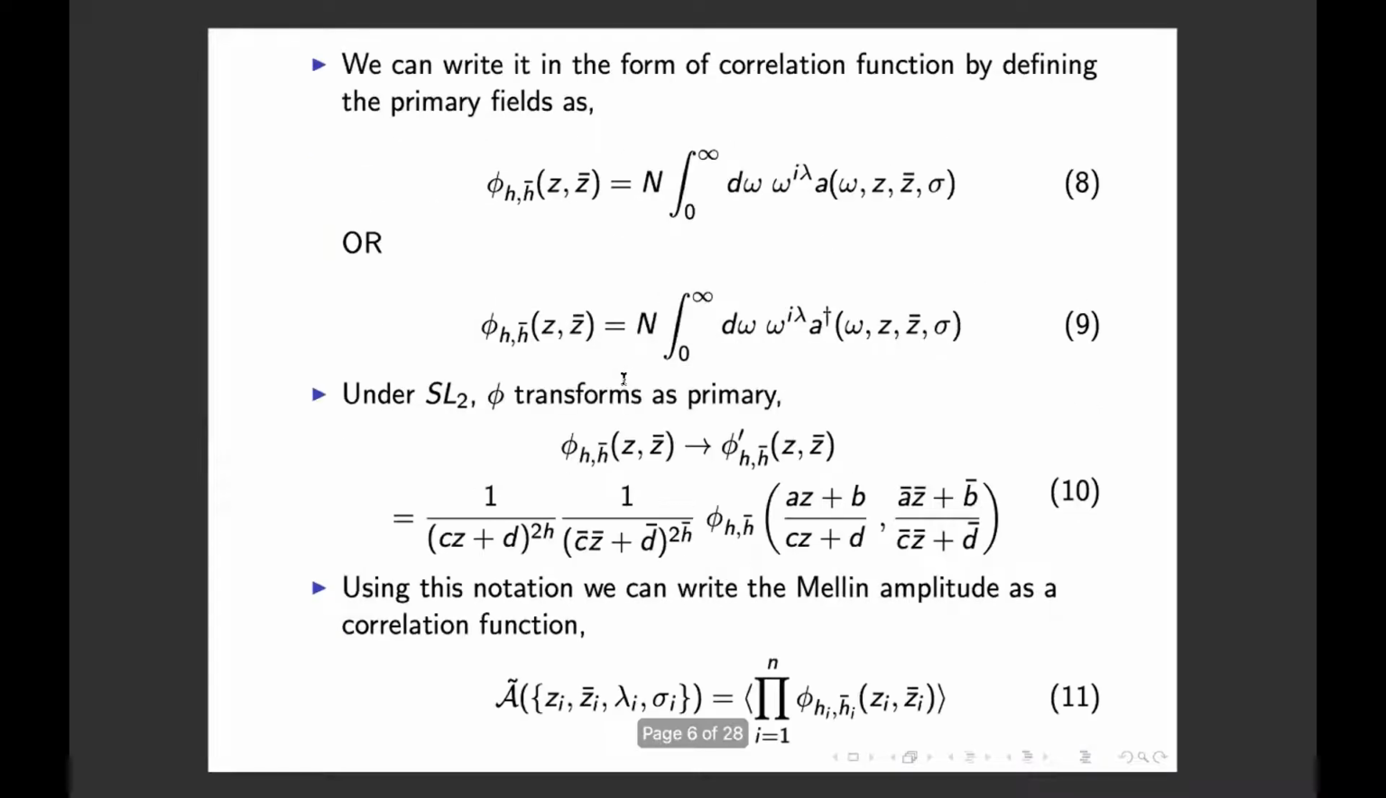And since this A tilde, now you can see, I can write this A tilde as the correlation function of these phis. Because this A tilde, you start with the A matrix, so you have a bunch of A out and A dagger in, and you just replace them with these phis, and then you get this A tilde in the form of this correlation function of these phis.